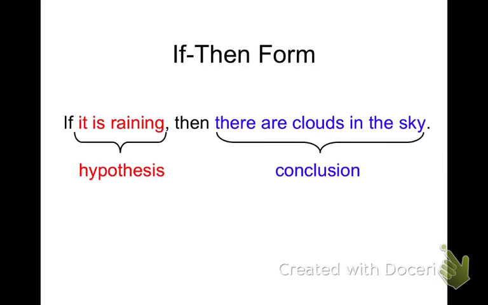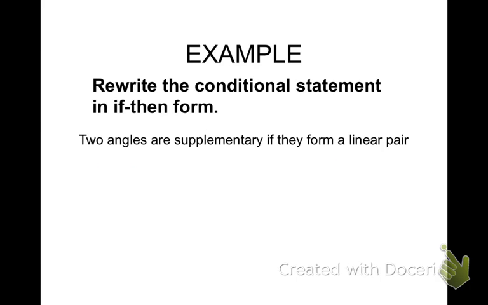Now, not all conditional statements are written in if-then form, so sometimes you're going to have to rewrite them so that they are in if-then form. So if we have this following statement, two angles are supplementary if they form a linear pair. Remember, what's our definition of a linear pair? Two angles that form a straight line, and if they form a straight line, then they have to be supplementary because they add up to 180 degrees. So this one's a little bit easy because there is already the word if in the middle of my statement. So I'm going to write that part first.